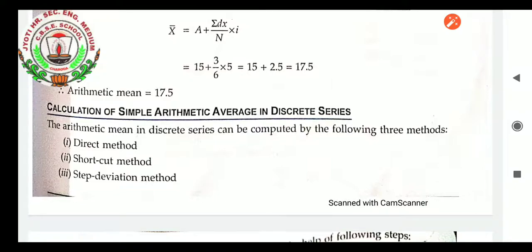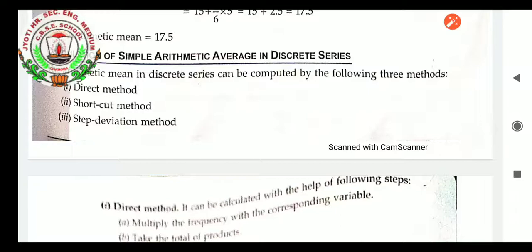The shortcut method is generally used, the direct method is rarely used, and the step deviation method is also used rarely, because for the step deviation method, the class intervals must be equal, that is, the size of the data must be equal. Like 5, 10, 15, 20, where there is an equal class gap of 5, then we can use the step deviation method. Otherwise we cannot use it in unequal distribution of class.